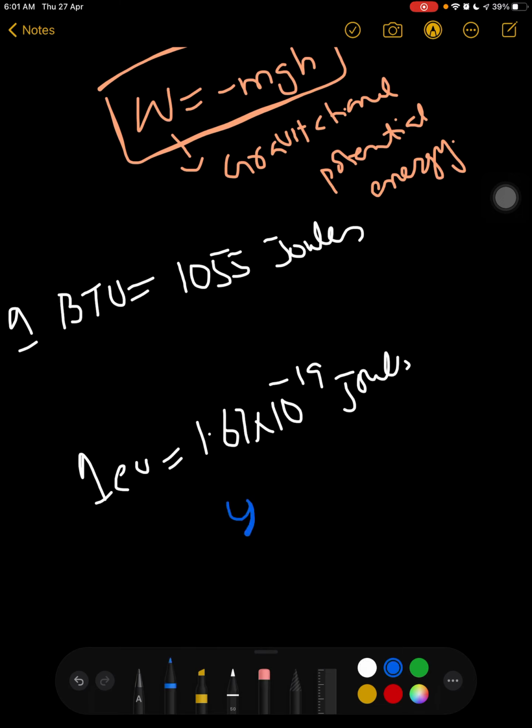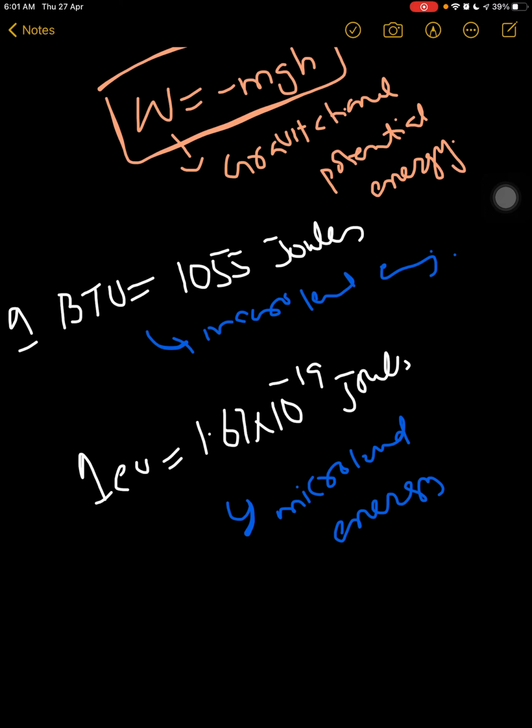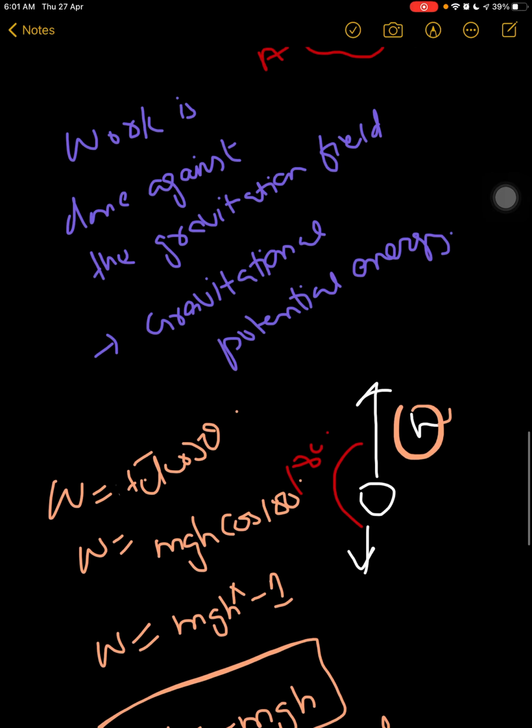This unit is basically used for micro level energy, and joule is used for macro level energy, right? We have other units as well, like calorie and erg, right? I hope this is clear to you.